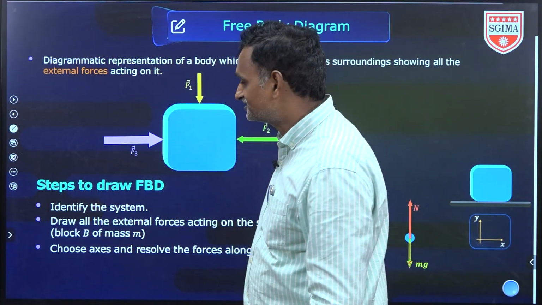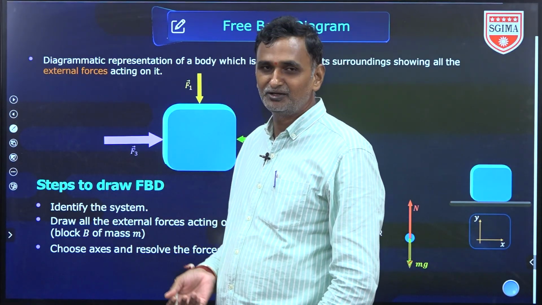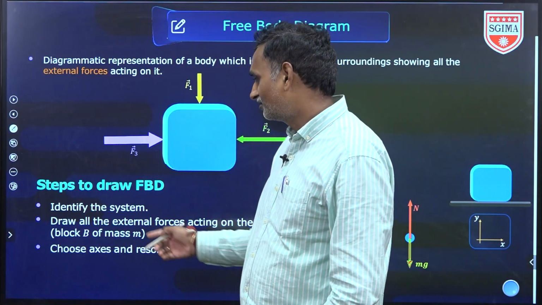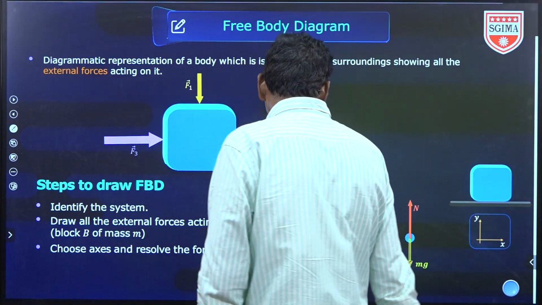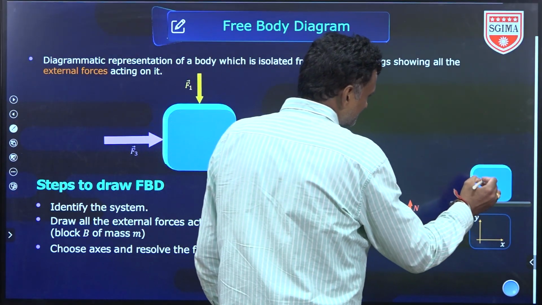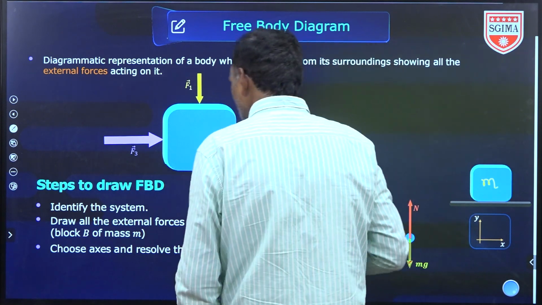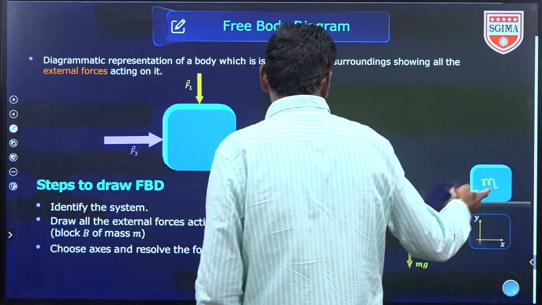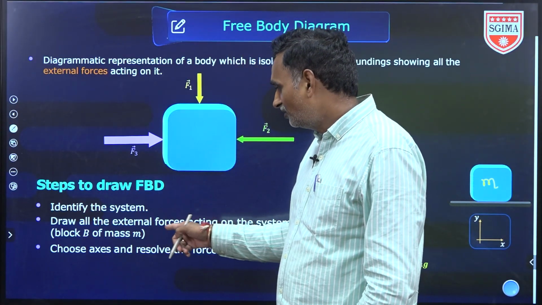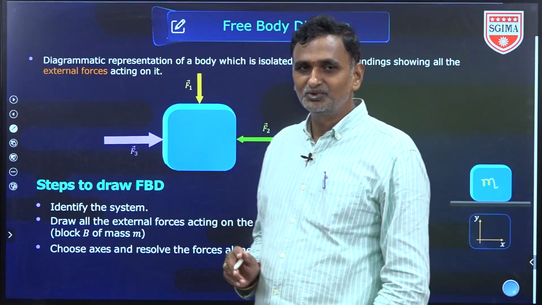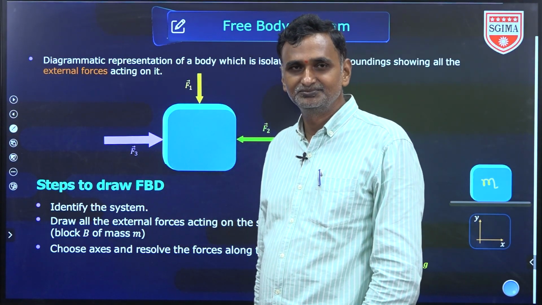First point, what is that? Identify the system. We need to know first of all what kind of system it is. Second, draw all the external forces acting on the system. Here, suppose its mass is m, so we take its mass as m. Now it is a block B, so we are taking block B, and its mass is m, and we draw all the external forces acting on the system, which explains what forces are acting on it.